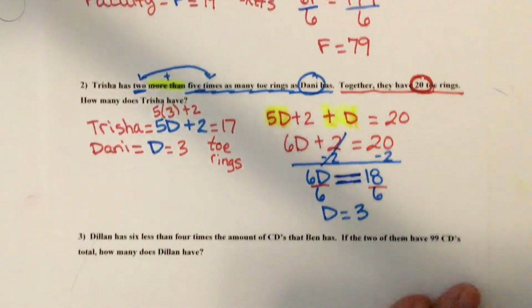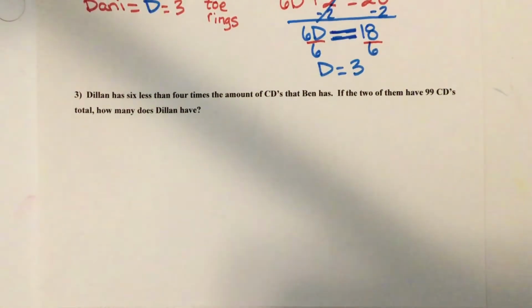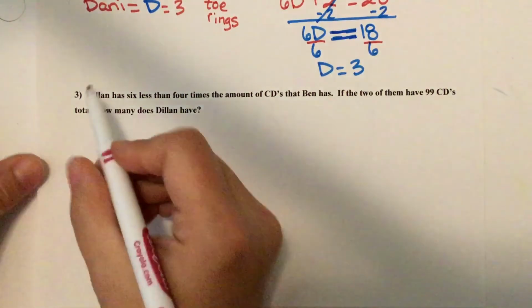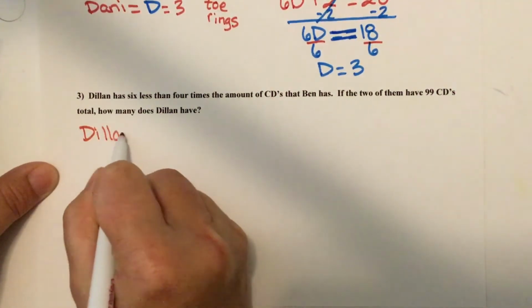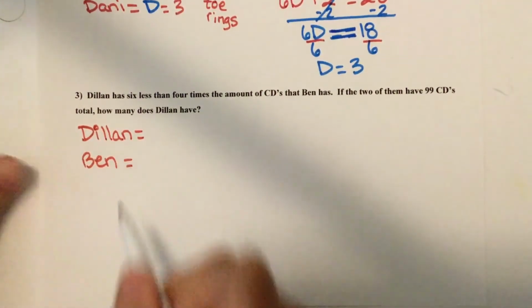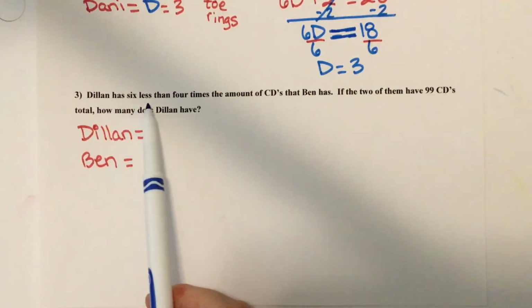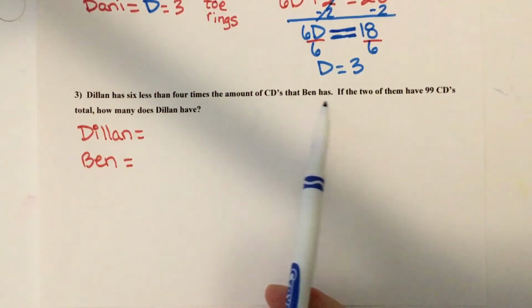Okay, let's look at this last one here. Dylan has 6 less than 4 times the amount of CDs that Ben has. If the two of them have 99 CDs total, how many does Dylan have? So who are we talking about? Dylan and Ben. Okay, so I'm going to define variables for Dylan and for Ben. So now we need to figure out who's not described. Let's read that first sentence. Dylan has 6 less than 4 times the amount of CDs that Ben has.